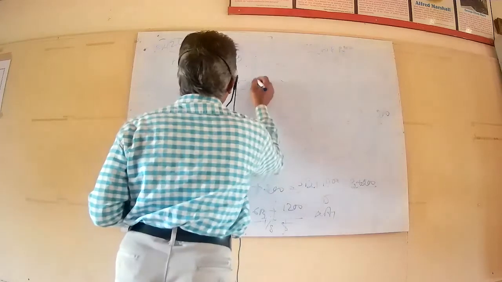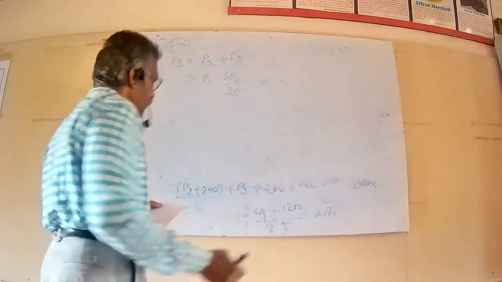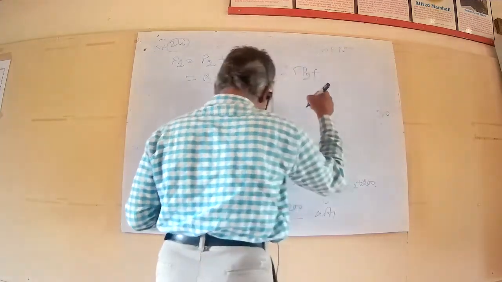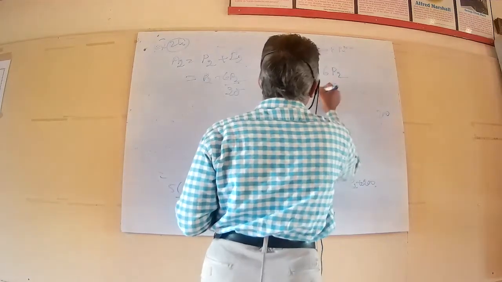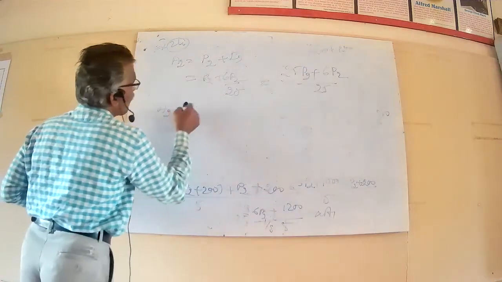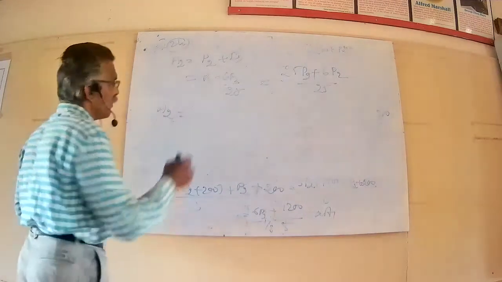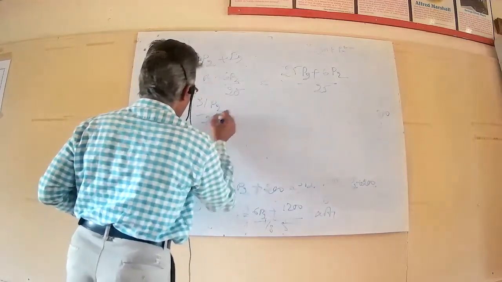25 P2 plus 6 P2 divided by 25. Or A2 equal to, by simplification, 25 plus 6 is 31 P2 divided by 25. This is A2.